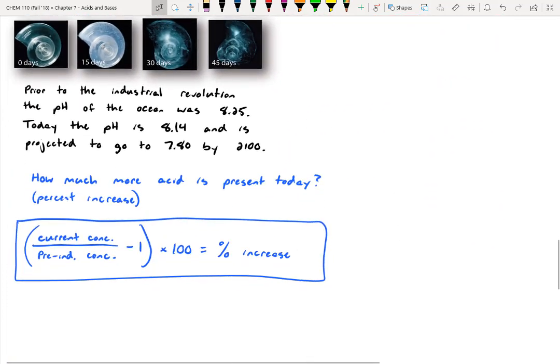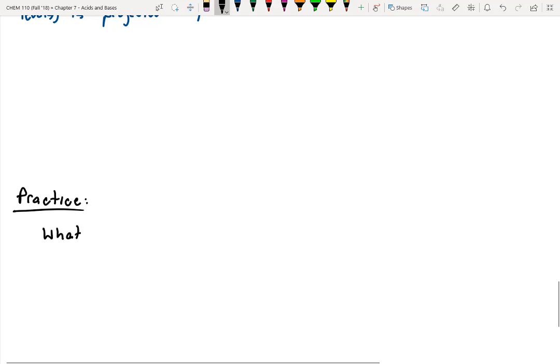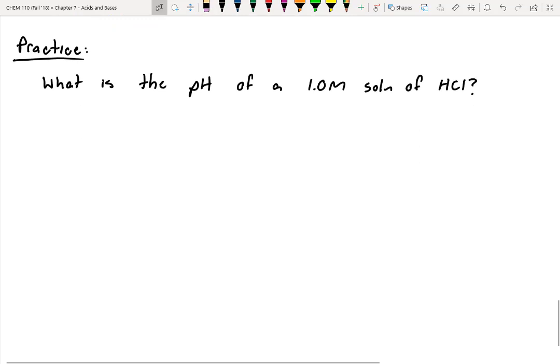Let's skip this one and come back to it, and then I'll give you another example one first. All right, so what is the pH of a 1 molar solution of HCl? So make sure that you pick the correct equation and then plug this one in.